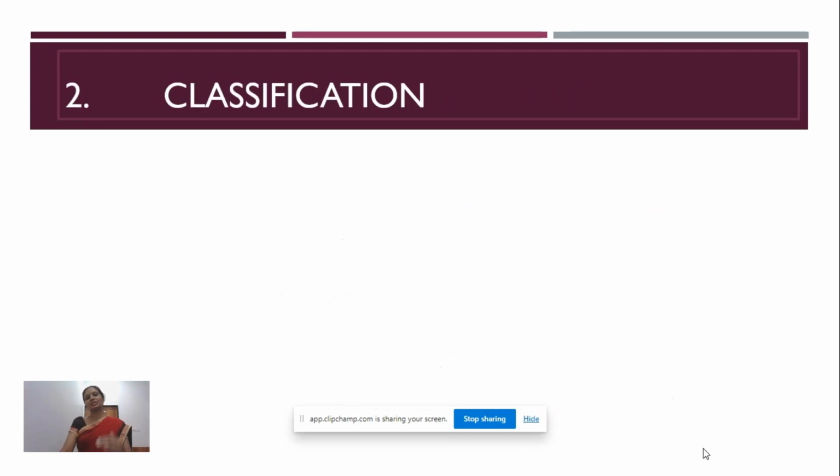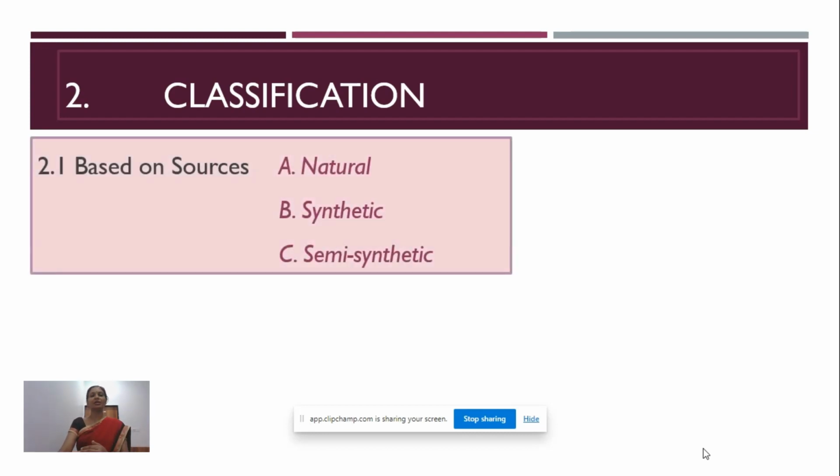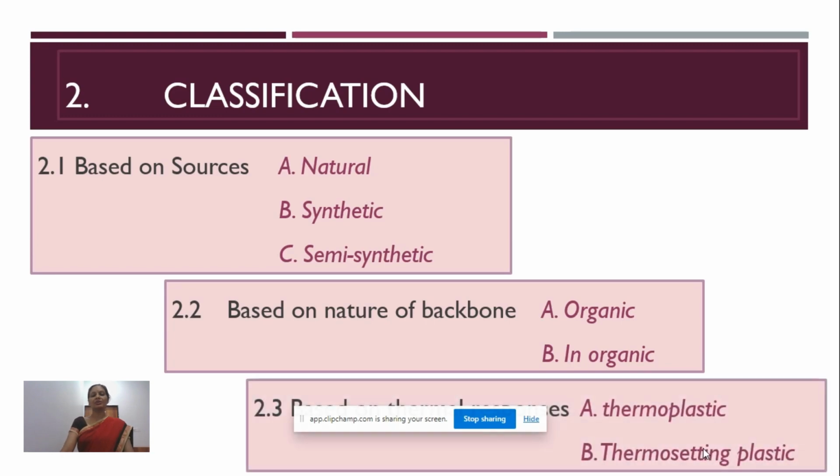Second part of this presentation is classification. Polymers are classified based on many criteria. Here we are discussing three important criteria. First criteria, based on the sources of polymer. Based on sources of polymer, polymers are classified into three types: natural, synthetic, semi-synthetic. Second one, based on nature of backbone, polymers are classified into two types: organic, inorganic. And third classification is based on thermal properties of polymer. Based on thermal property, polymers are classified as thermoplastic and thermosetting polymers.